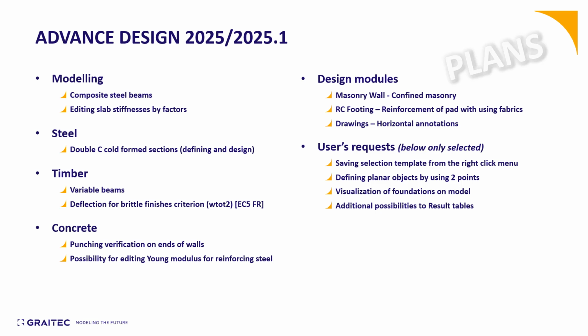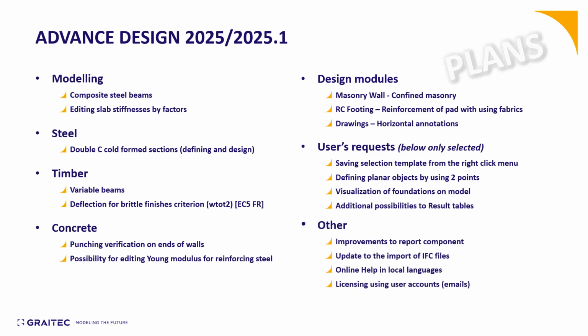That's just a few selected. It will be possible to save a template from the right-click menu, so it's easier and faster to do. We will be able to define a panel object by using 2 points again for typical rectangular slabs. It just will be easier to define them. We want to add visualization of the foundation model, and new options for displaying maximum and minimum values on the result tables. They are just examples of smaller user requests, and we will continue improving the version with that list of other requests.